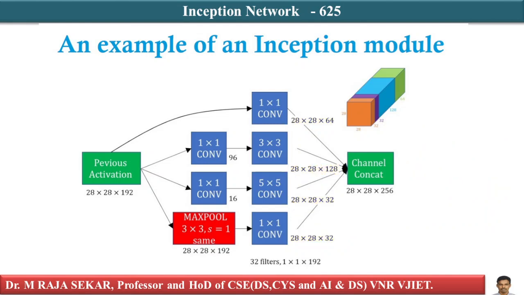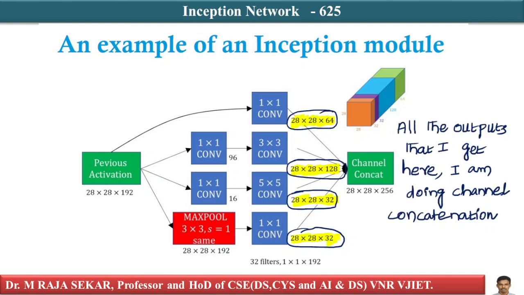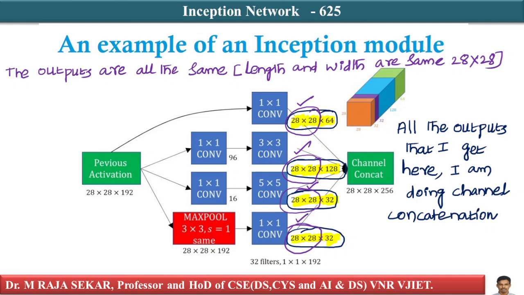I am doing all the outputs I am getting here. I am doing channel concatenation. What is channel concatenation? The outputs are all the same: 28 by 28. Look at the output, length and width are the same. Length is 28 and width is also 28.